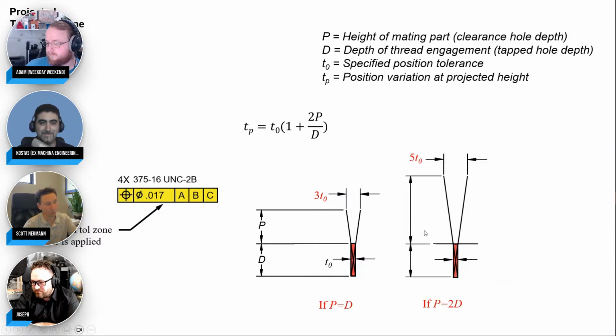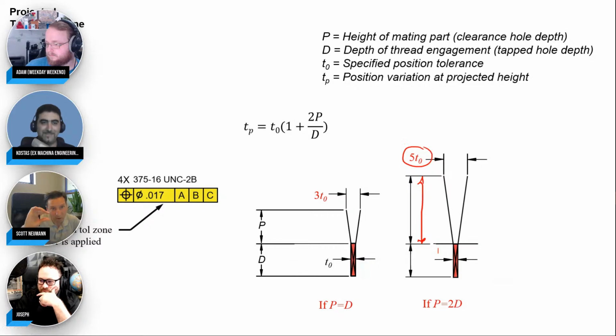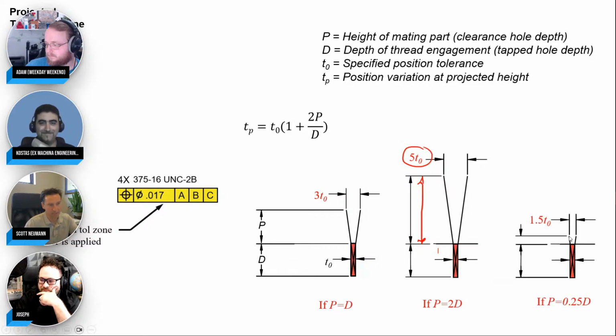And it gets even worse if this was a projected height of 2 times the depth of the threads, then it becomes a 5 times multiplier. Now, obviously, it's going to be a lot smaller if your mating part is thin. So let's say your projected height is only like a quarter, like a sheet metal or something like that. But honestly, it's still pretty significant. I mean, it's a 1.5 multiplier on your tolerance.